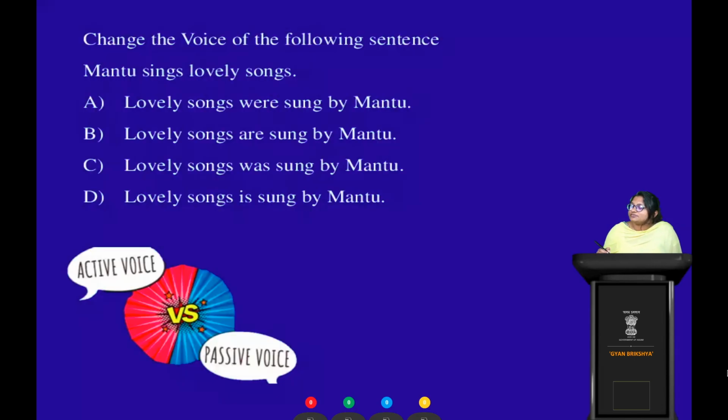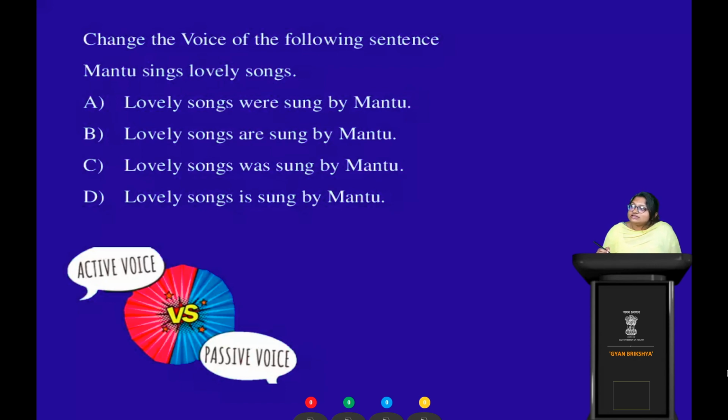Let's see. Again, change the voice of the following sentence. Okay. So again, we have a sentence in front of us. The sentence is Mantu sings lovely songs. This is a sentence in active voice, right? Now what you have to do is change this active voice sentence into passive voice, right?